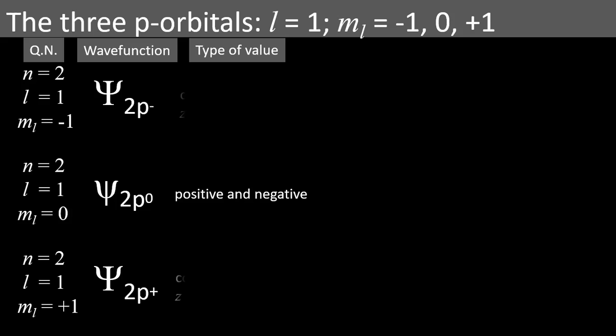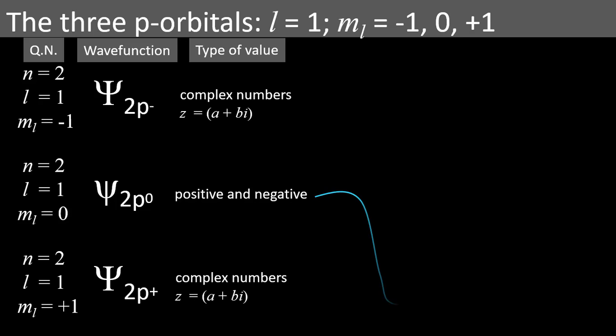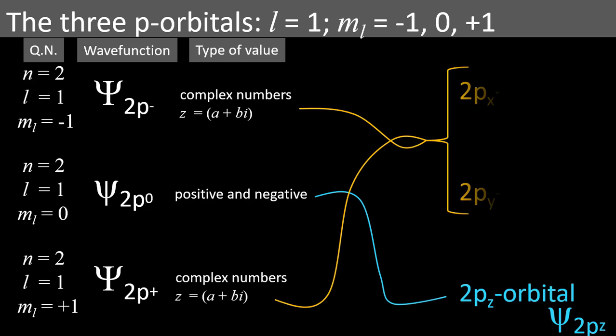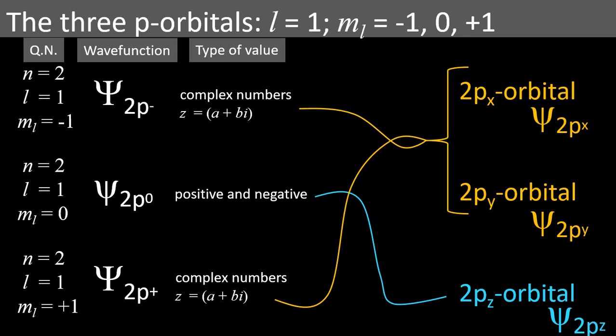We've already met the middle one here. This is where ml equals 0. But for the plus and the minus, the wave function is a little bit more complicated, by which I mean complex, in a mathematical sense. I mean each point in space is characterized by a real and an imaginary component, as if the visualization of a cloud in 3 dimensions wasn't difficult enough.